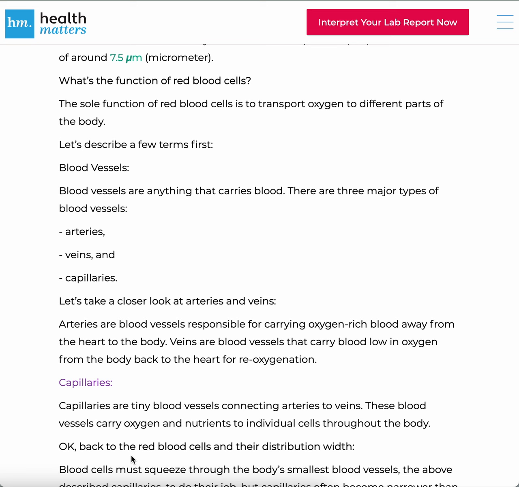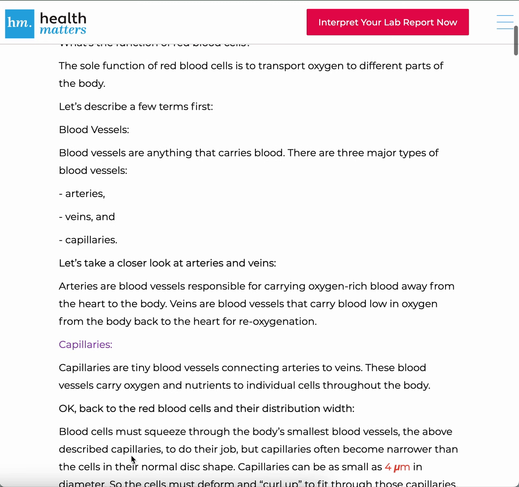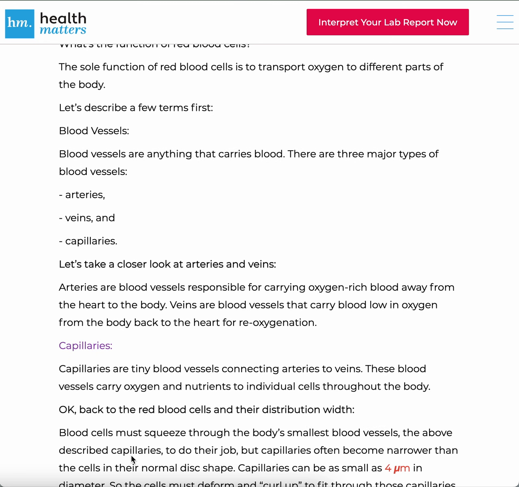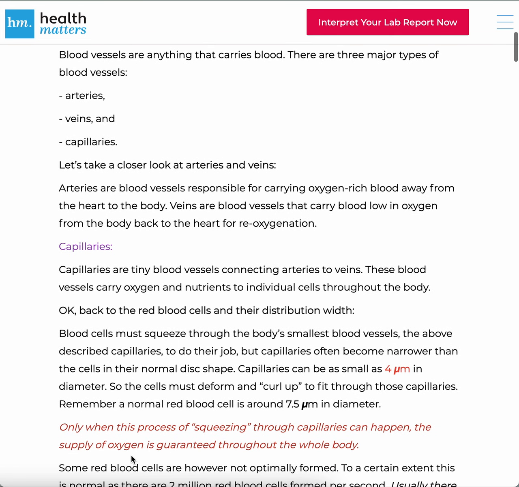Capillaries. Capillaries are tiny blood vessels connecting arteries to veins. These blood vessels carry oxygen and nutrients to individual cells throughout the body. Okay, back to the red blood cells and the distribution width.